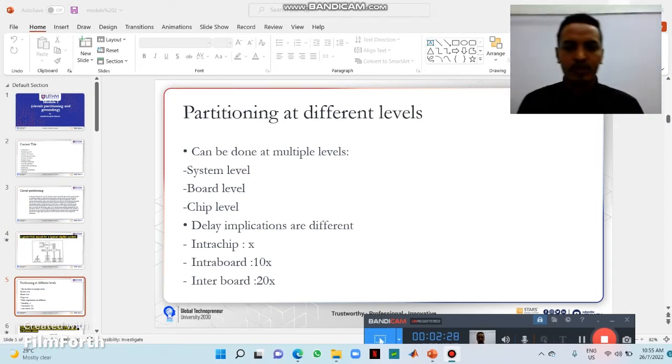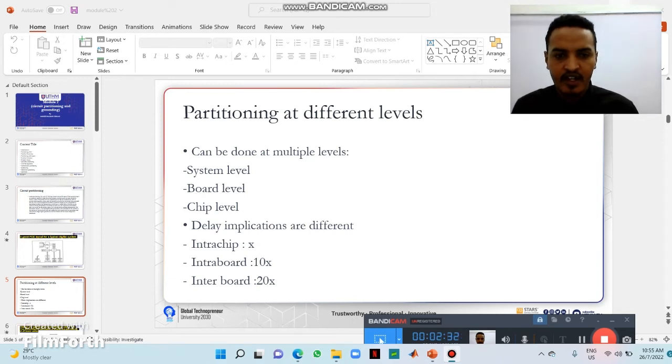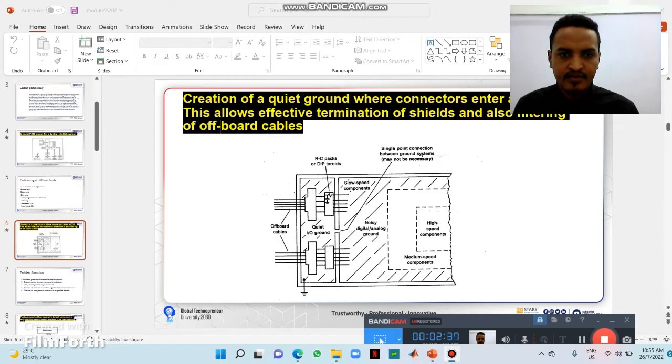Different levels of partitioning can be done at multiple levels: system level, board level, chip level, with delay implications, and different interchip, interboard, and inner board connections. In this picture, the creation of a quiet ground connected at the PCB allows effective installation of shielding and filtering of I/O port cables. This is the I/O port cable, with a signal point connection between ground and system, high speed components, minimal speed components, and noisy digital and analog ground.